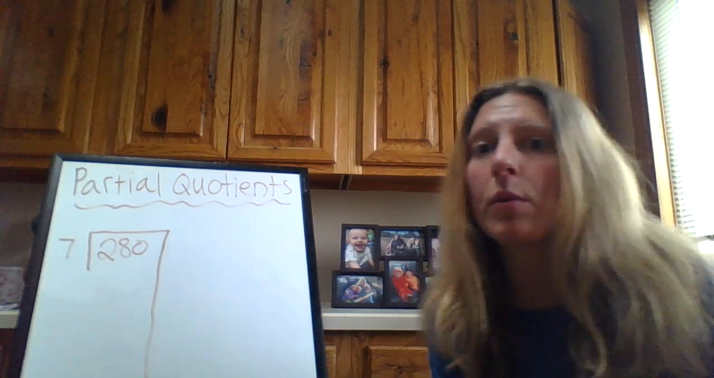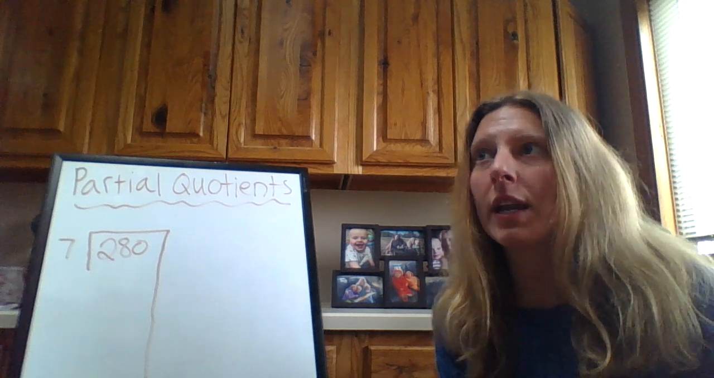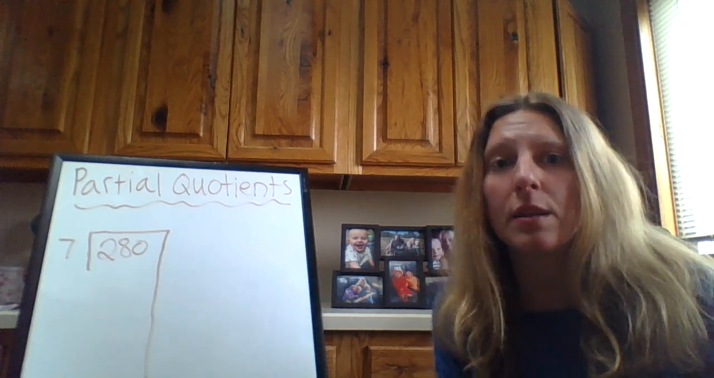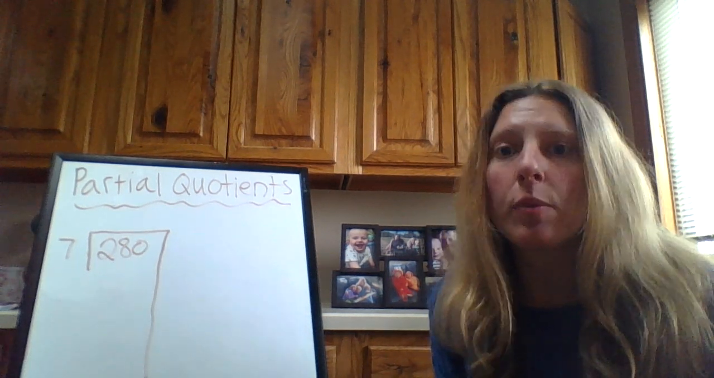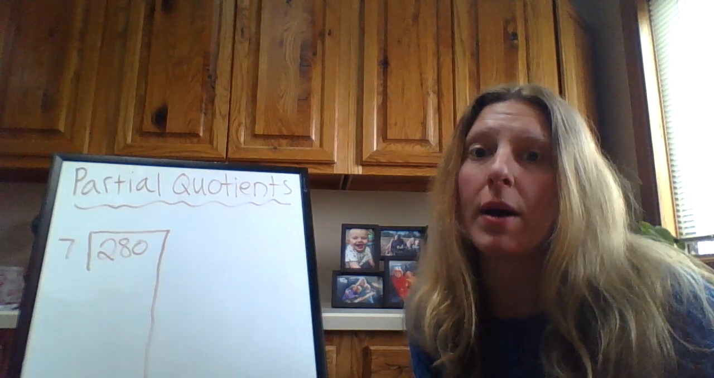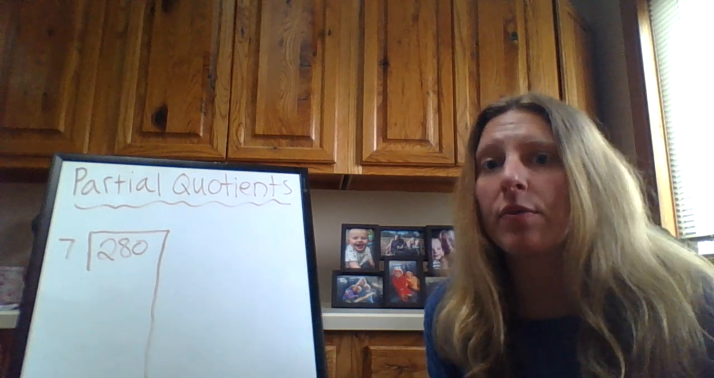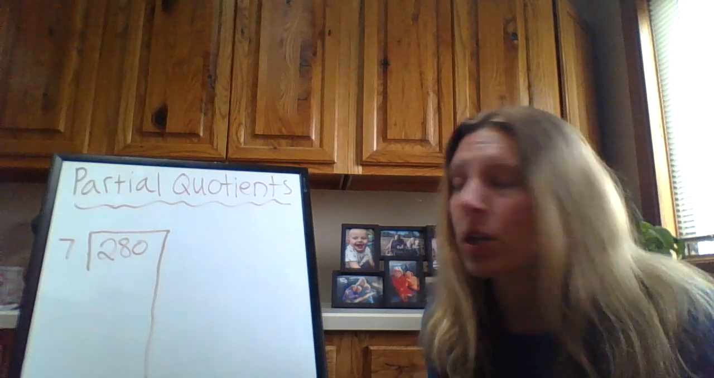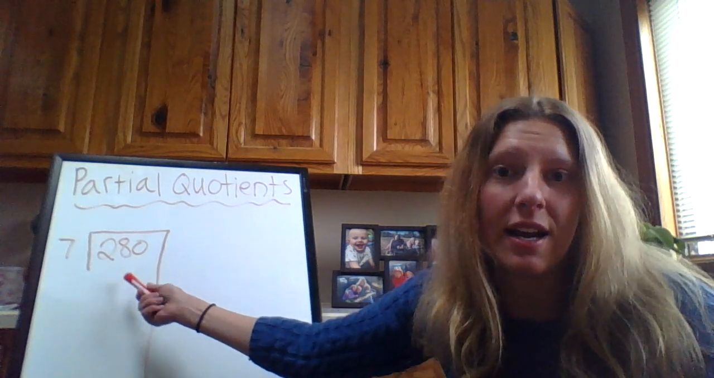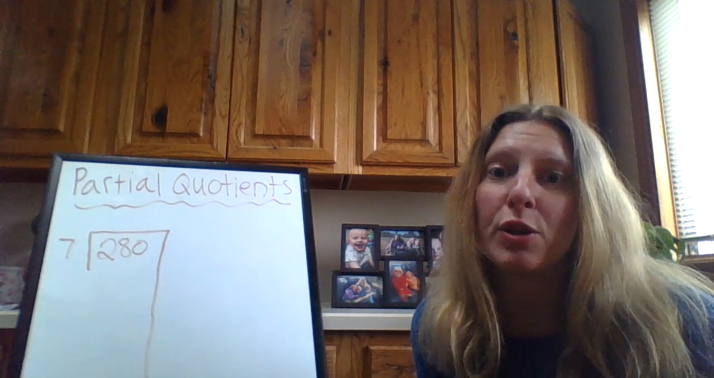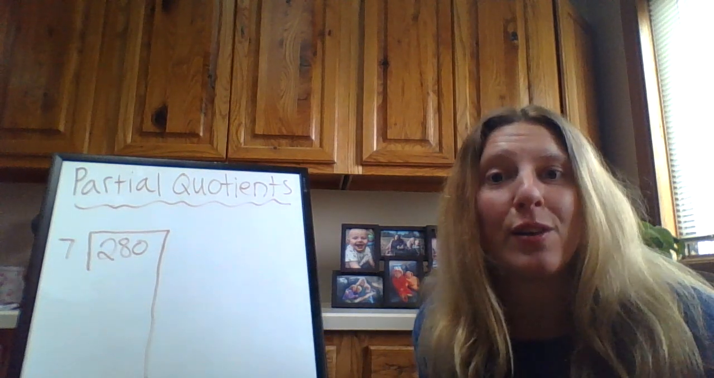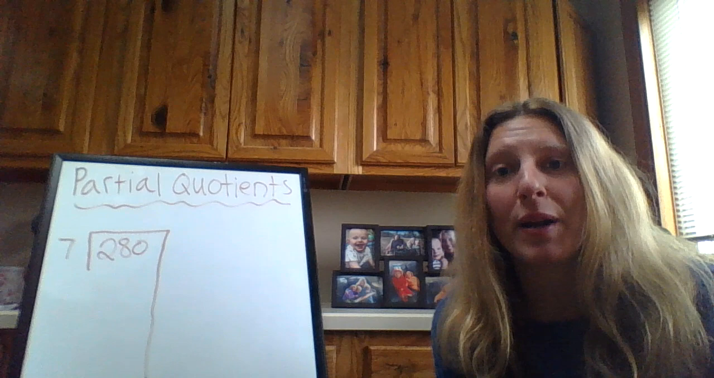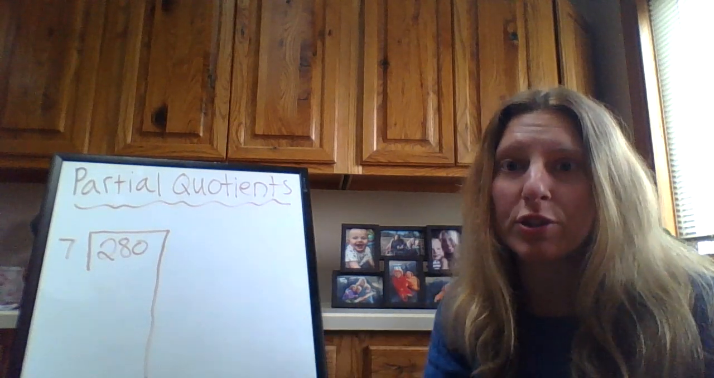So the first thing I'm going to do is think of what I know about multiplication, because in the partial quotient strategy, we use multiplication to help us. So what I need to ask myself right now is, what times 7 will get us as close to 280 as we can? Some of you that know your facts really well might already know the answer, but just bear with me so we can go through the whole strategy.